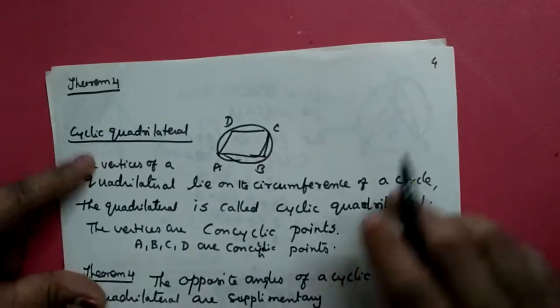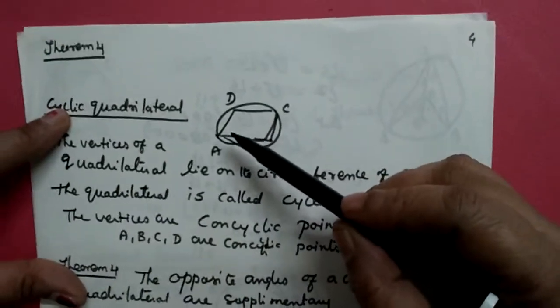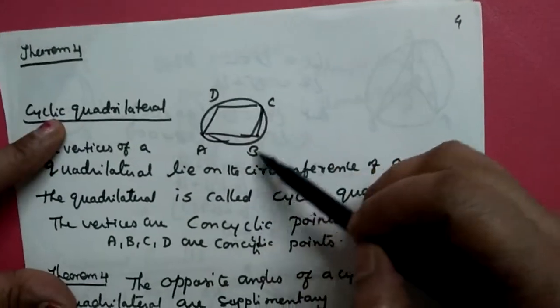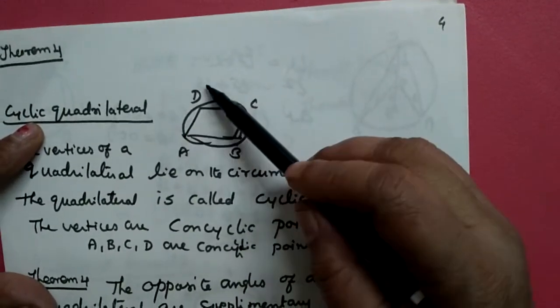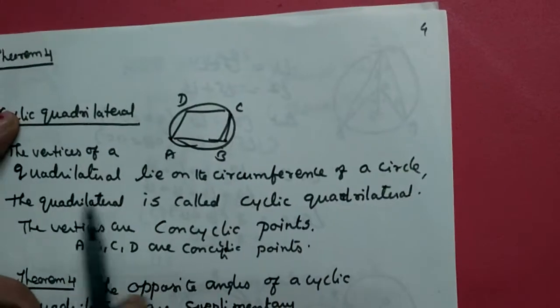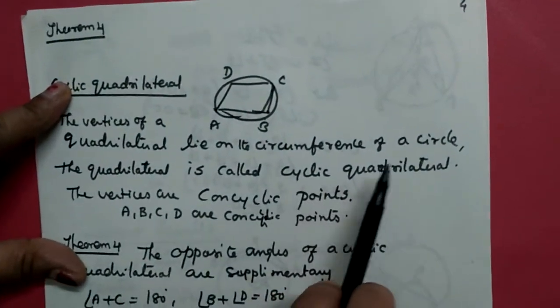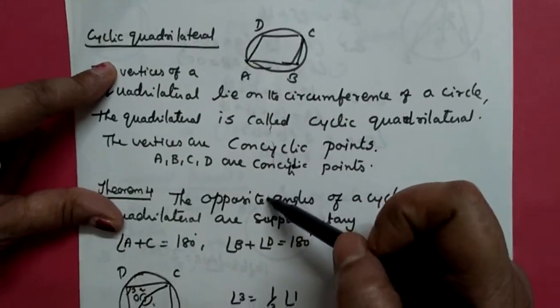Coming to theorem number 4, before that I want to explain about the cyclic quadrilateral. What a quadrilateral is, all of you know: a four-sided closed figure. And a circle. A cyclic quadrilateral means all the vertices lie on the circle. Then it is called a cyclic quadrilateral. If all vertices of a quadrilateral lie on the circumference of the circle, then the quadrilateral is called a cyclic quadrilateral.